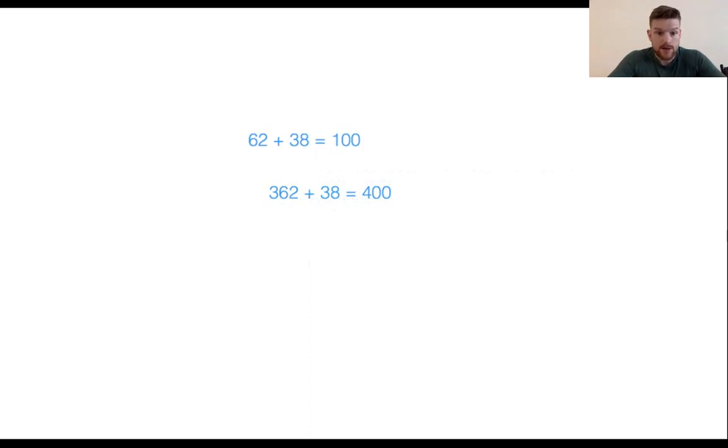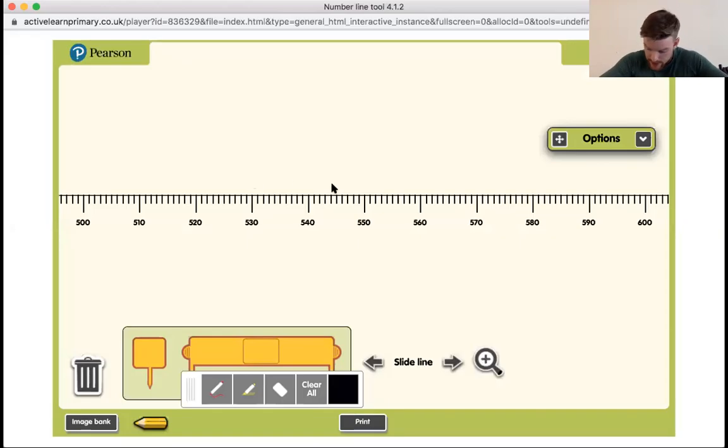Now, let's think of a new number. Sorry, next, let's say we'll go for the number 543. Okay. So 543. Where are we going to put the number 543 on the line?